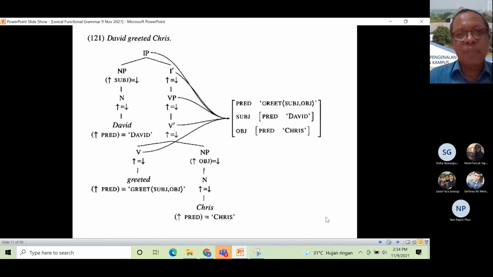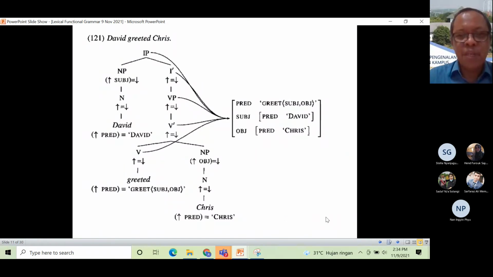Okay, and the up arrow on the path side: the I-bar goes to VP. And the VP, V-bar, and then V and NP. Right, the NP here is the object, Chris. So you use the up arrow for the object of the previous node, the mother node, which is the verb. The mother node is a verb.